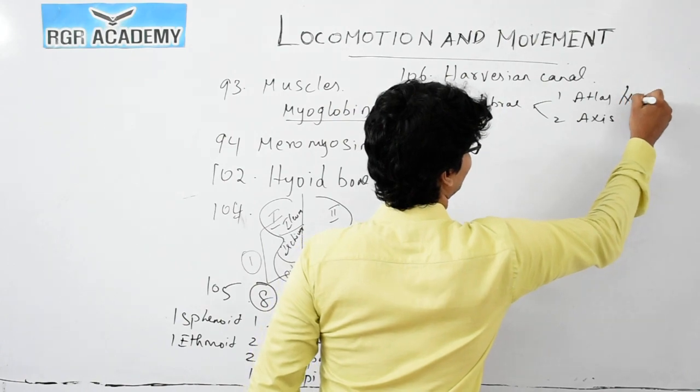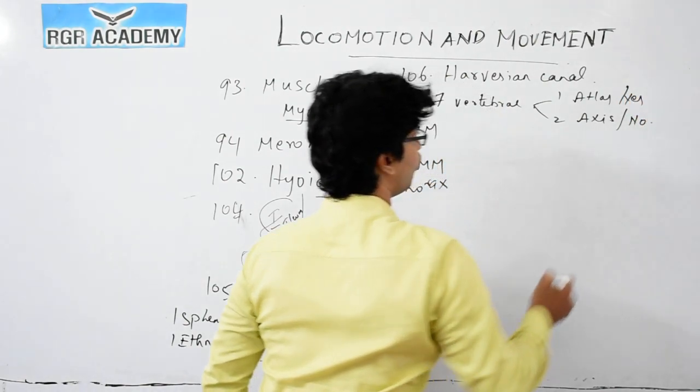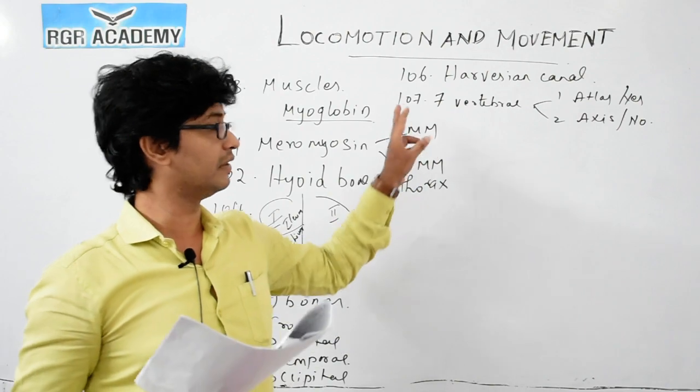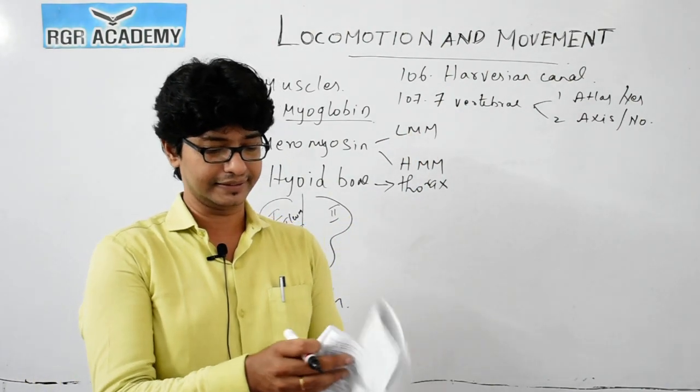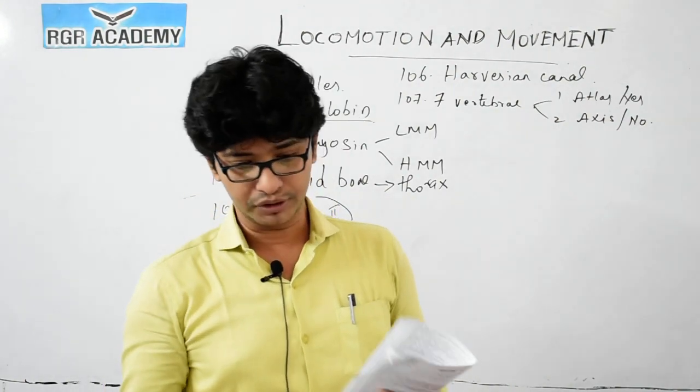This atlas is a bone and axis is a bone. Okay, so 7 vertebral thing that you could see in case of 107. That is, option 1 is the correct answer. Next we move to the next question, 108.